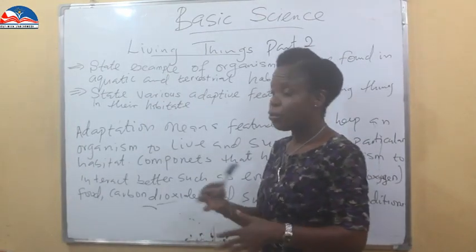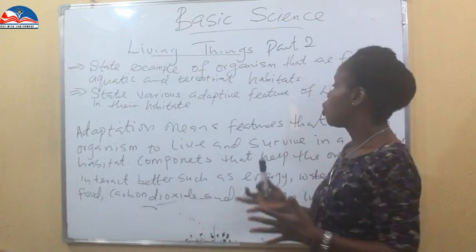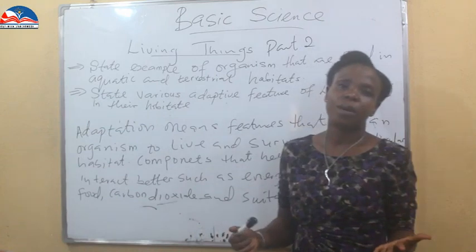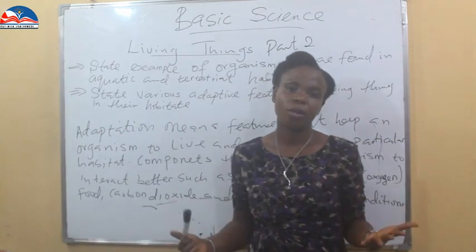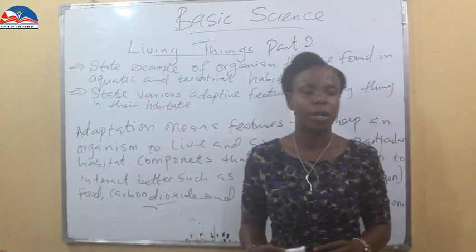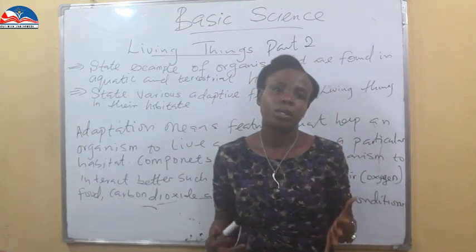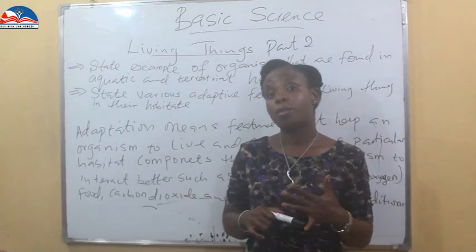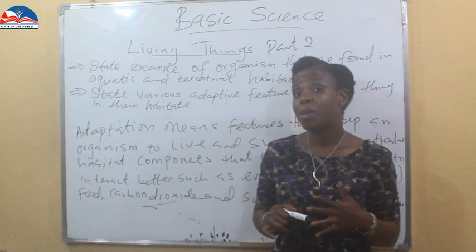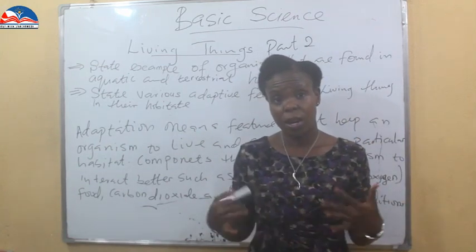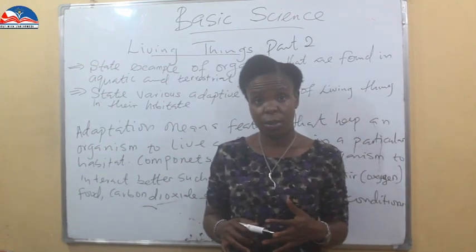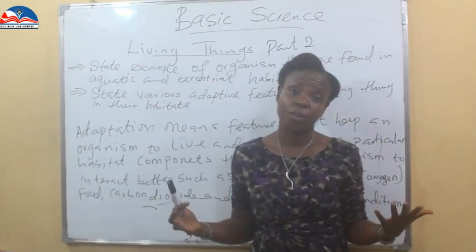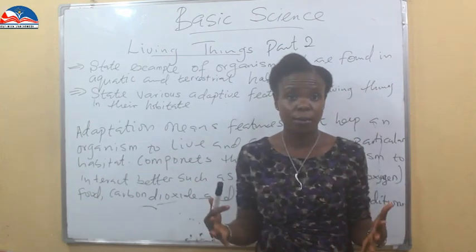Adaptation. Features that make organisms adaptive in their different habitats. When we talk about features that make organisms adaptive in their different habitats, what are those things that make an organism survive in its environment? One, environmental condition. Two, climatic condition. Three, the nature of the body of the organism. And reproduction. What are those things that can help an organism to reproduce in its ecosystem?